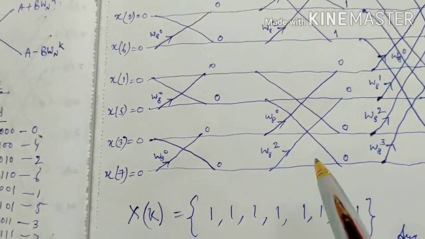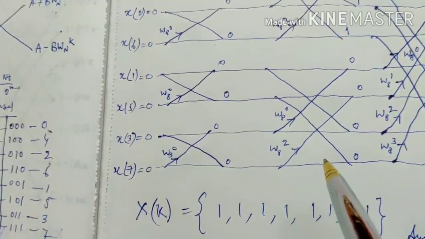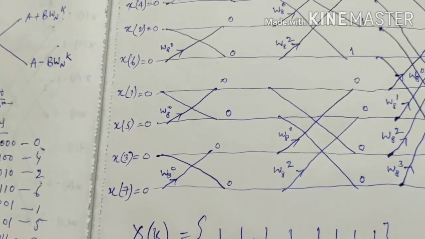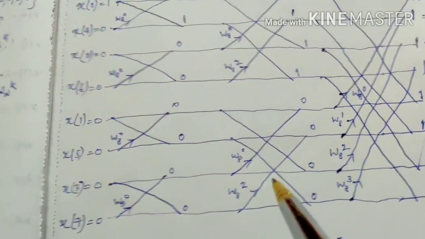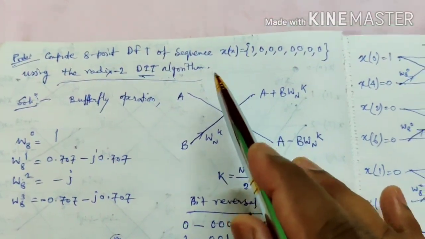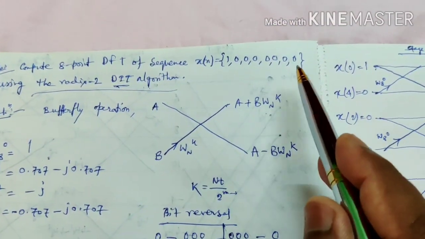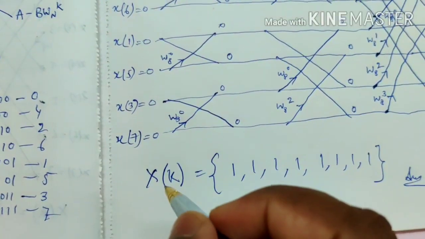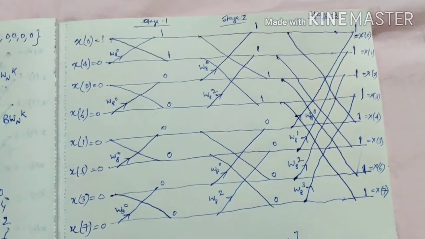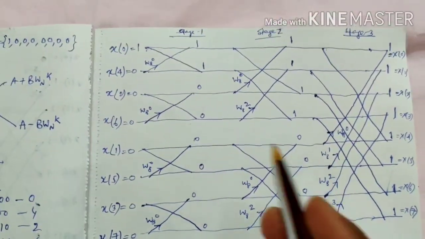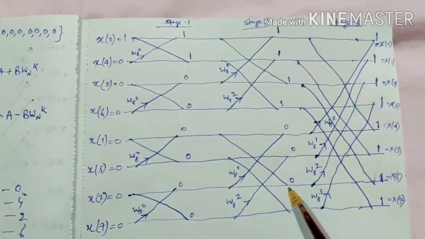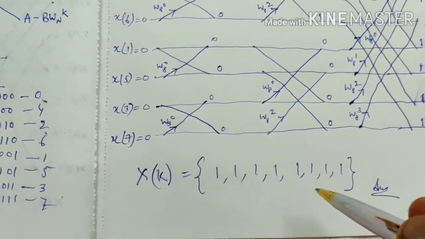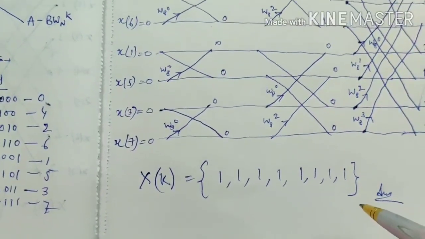So if we perform the FFT using DIF, we get the same result. So the input sequence x(n) is 1 0 0 0 0 0 0 0, and the output sequence is X(k) equal to 1 1 1 1 1 1 1 1. This is the complete calculation of the intermediate stages, and finally we found the output, all values of 1, from 0 to 7.